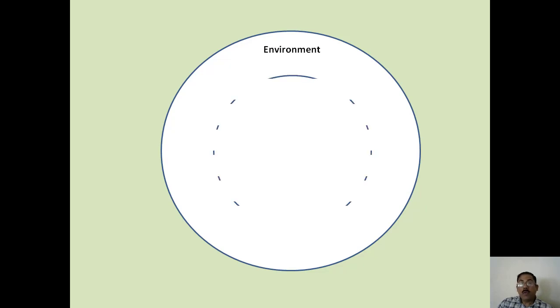Now in this slide we will try to understand the relationship between the environment and other components like ecology and ecosystems. Here in this picture you can see that the huge sphere indicates our environment. This environment consists of biotic and abiotic components. If we study some part of this environment in a small sphere, this is known as ecology.